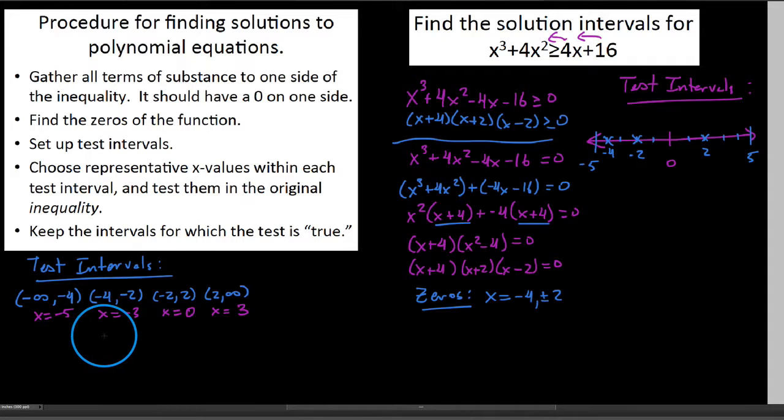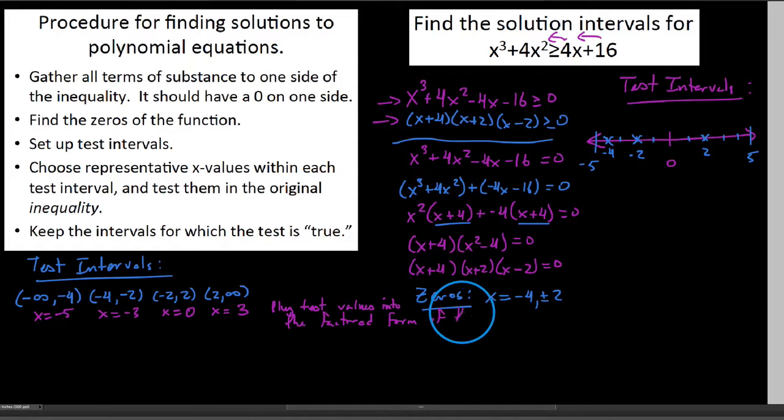So in terms of testing these out, what we're actually going to do is plug this into our function. Now, do I plug it into the original function, or should I plug it into the factored form? We're going to make a note here: plug the test values into the factored form of the inequality. The reason is because we really just want to ascertain whether I get a positive or a negative output on that interval.